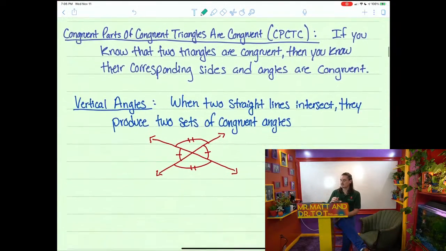The next idea or concept is really going to come up more frequently in later lessons, but I wanted to mention it now. Congruent parts of congruent triangles are congruent. That's abbreviated as CPCTC. So if you know that two triangles are congruent, then you know that their corresponding sides and corresponding angles are congruent.